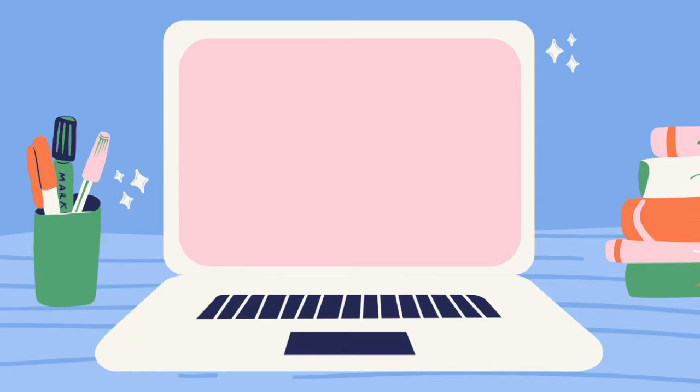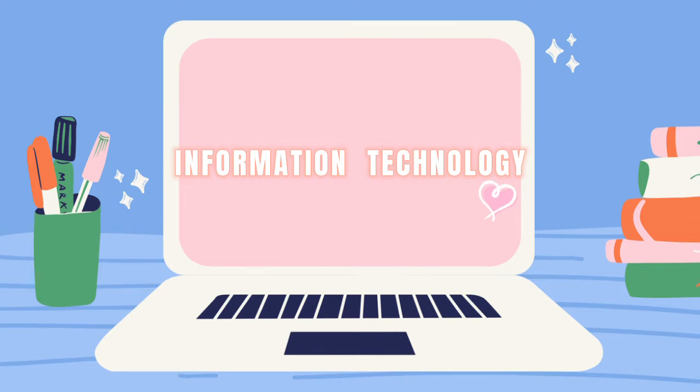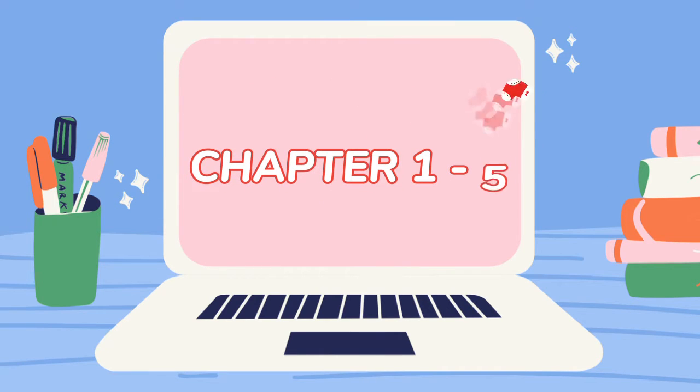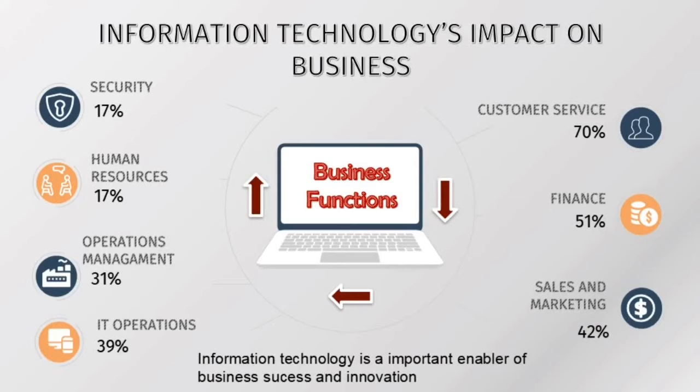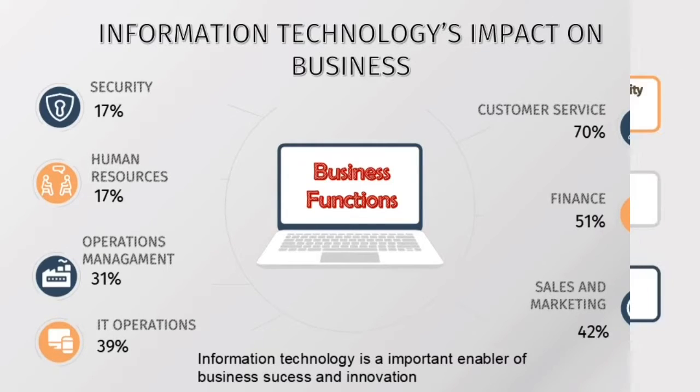I'm going to present the infographic of information technology in business, chapter 1 until chapter 5. So, we go through the first chapter, business-driven overview. This is the information technology impact on business. The highest impact is on customer service, followed by finance, sales marketing, IT operation management, human resource, and security.